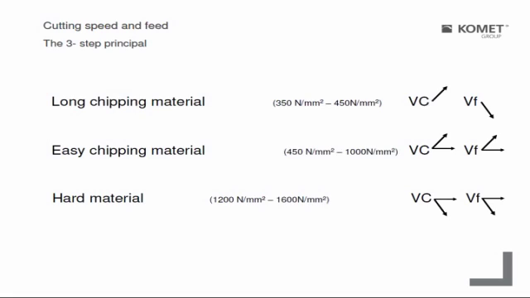This is material you can find on demonstration machines here at the exhibition. It's always short chipping. Here we go with medium to high cutting speed and medium to high feed rate. Very impressive. And hard material, which is more than 1200, 1300 Newton tensile strength, medium to low cutting speed and medium to low feed rate. This is exactly the principle you can find in all the catalogs, the parameter lists and tables.